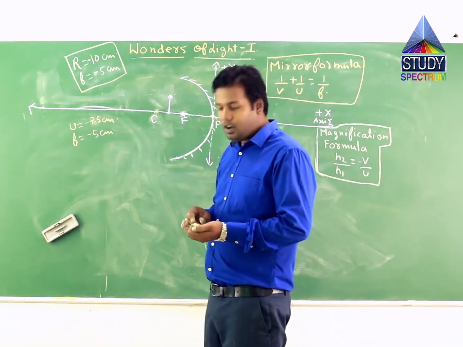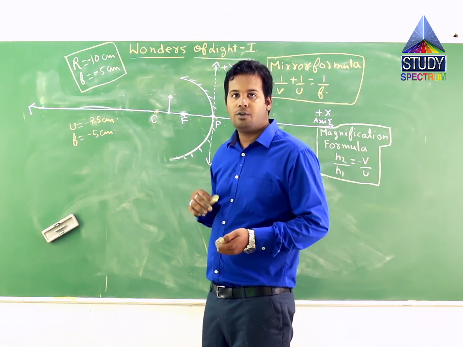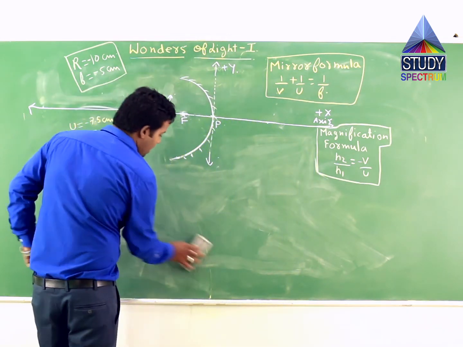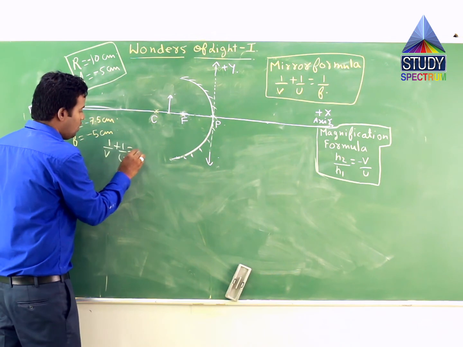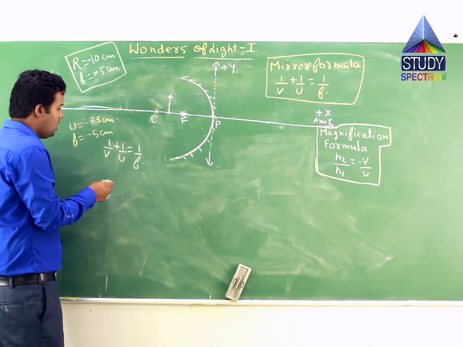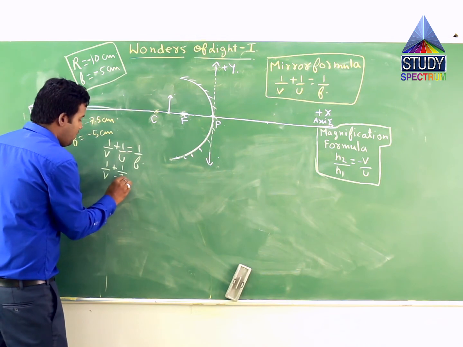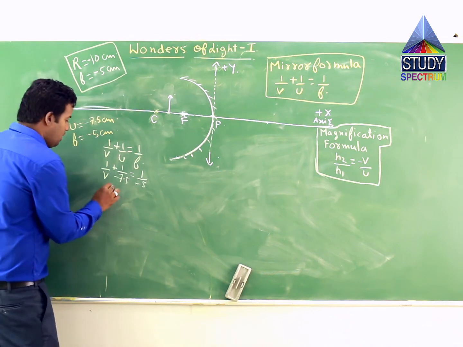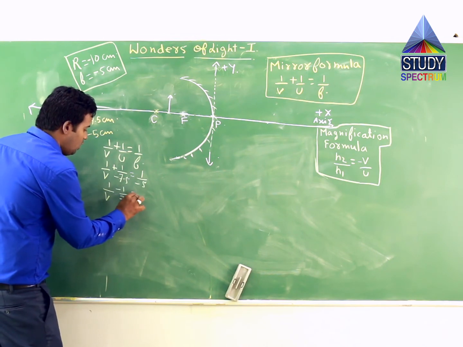Correct? Now I will again use the mirror formula. We'll try to get two results, then I will use magnification formula and we'll try to get the another two results. If I use the mirror formula, that is 1 by V plus 1 by U is equal to 1 by F. Correct? And we substitute these values of U and F in this equation, then it becomes 1 by V plus 1 by minus 7.5 is equal to 1 by minus 5. Or we can write this equation as 1 by V minus 1 by 7.5 is equal to minus 1 by 5.